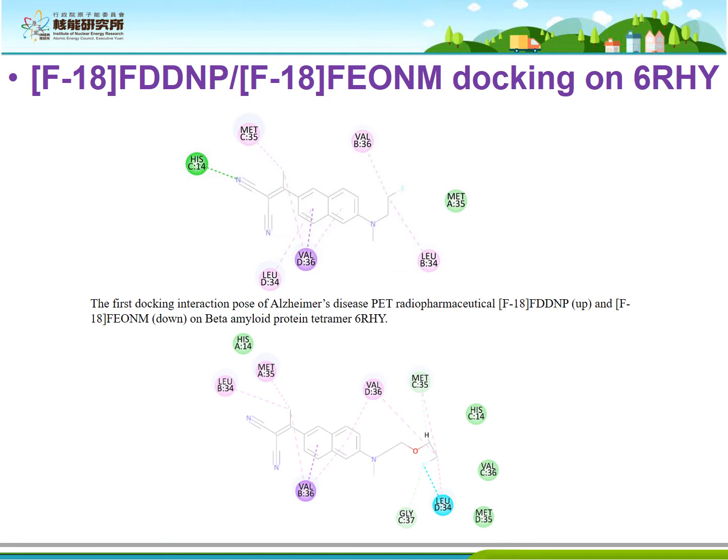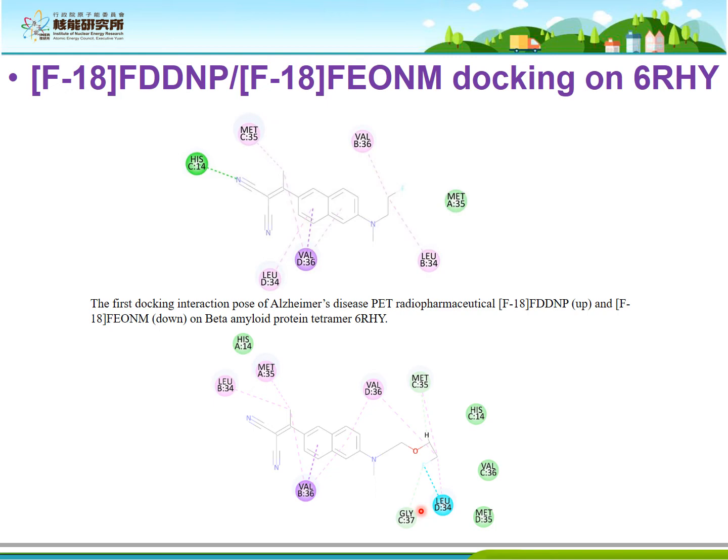The major docking force of the original PET imaging agent, fluorine-18 FDDMP, docking on 6RHY, is the nitrogen carbon hydrogen bond on its malonitrile group, docking to the C-chain peptide of 6RHY histidine amino acid number 14. And the major docking force of fluorine-18 Feon is the fluorine hydrogen bond docking to the glycine on the C-chain peptide number 37 amino acid of 6RHY.